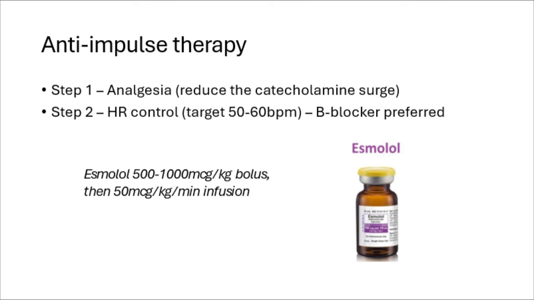The dosing of esmolol is to start with a bolus of 500 to 1,000 mics per kilo, and then you want to follow that with an infusion of 50 mics per kilo per minute. Every 5 to 10 minutes, we're going to check that heart rate and consider titrating up our esmolol drip. The way we do this is we can increase by 50 mics per kilo per minute, but we also have to redose the bolus. So we're going to rebolus 500 to 1,000 mics per kilo, and then we're going to increase our drip by 50 mics per kilo per minute.